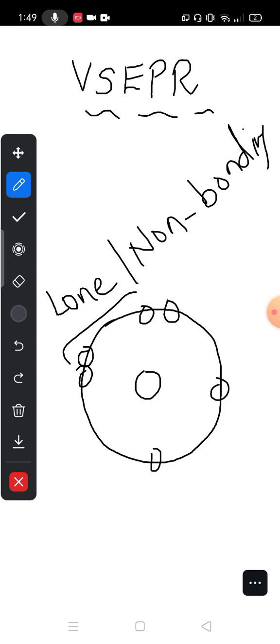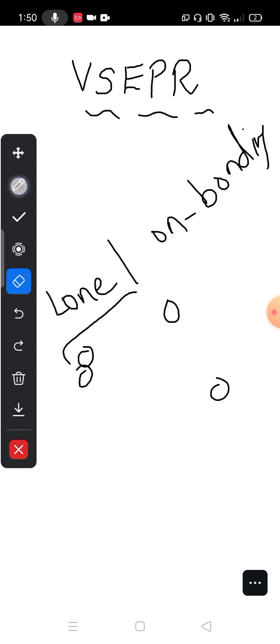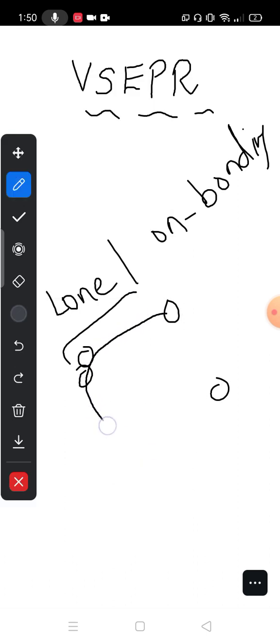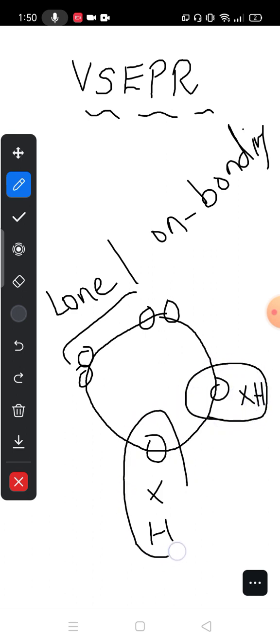And the electrons which are unpaired usually take part in the bonding, and these electrons are called shared pairs. Okay, so these electrons are called shared pairs.